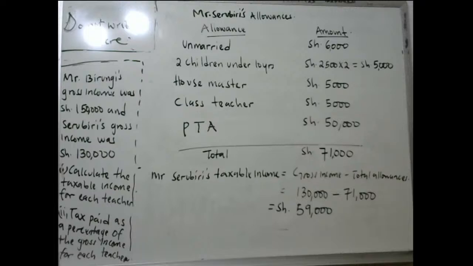Then there is Roman 2. We've answered Roman 1. Tax paid as a percentage of the gross income. Now we have to look at the taxes that each person is going to pay. We are going to look at each person individually when you're looking at their taxes. We start with Mr. Birungi and then we go to Mr. Serubiri.